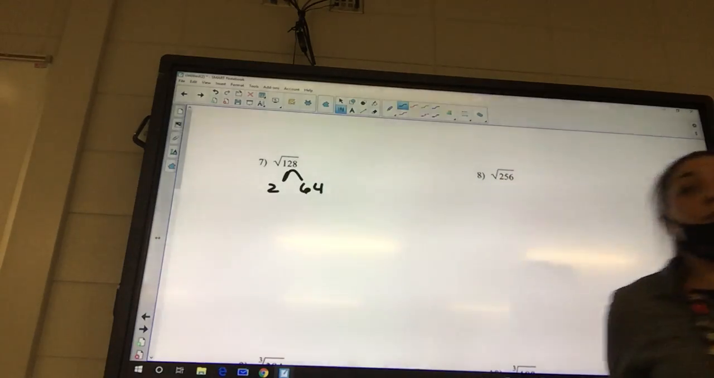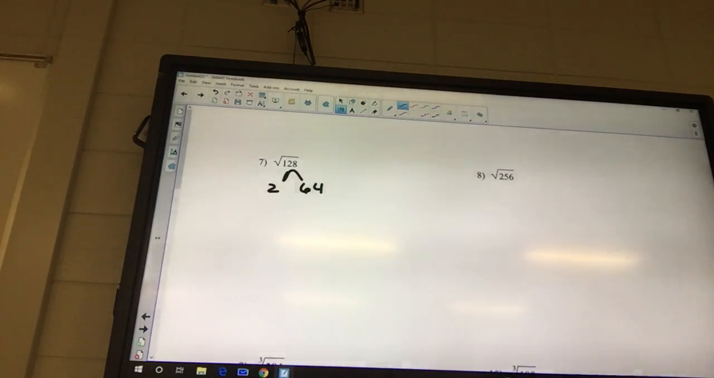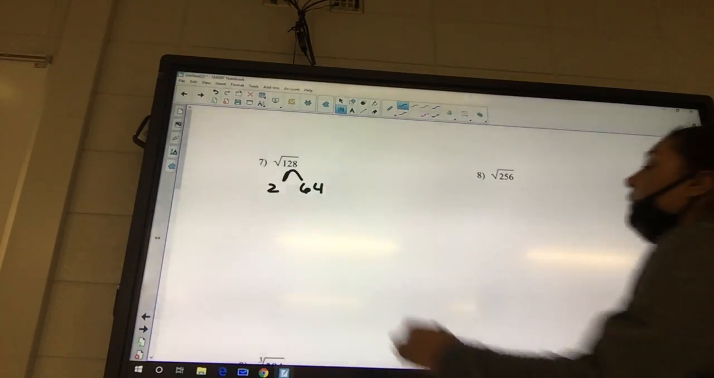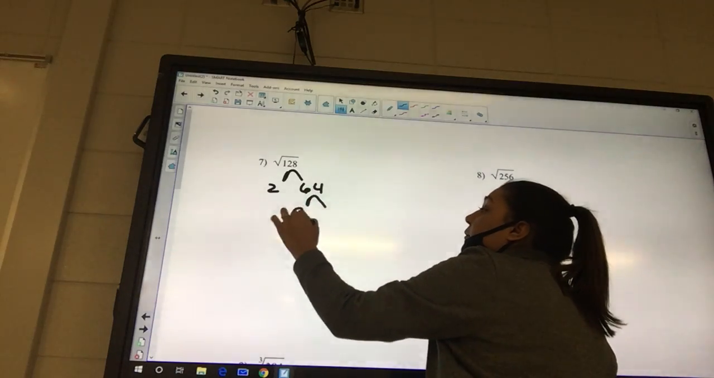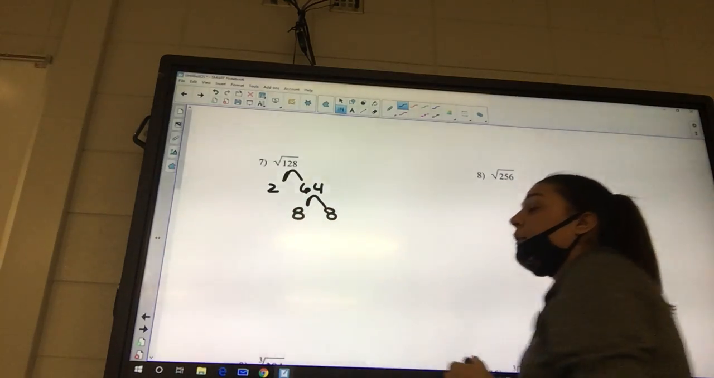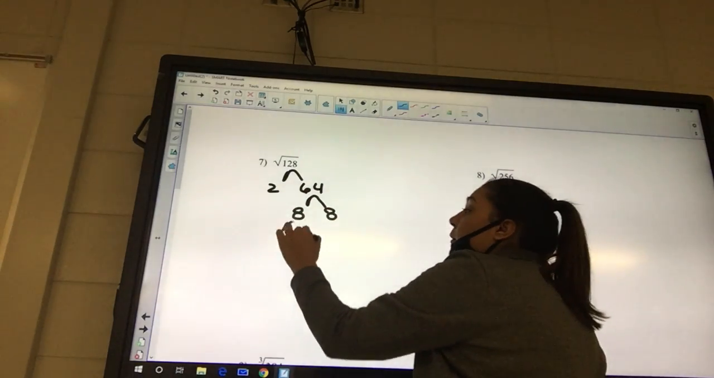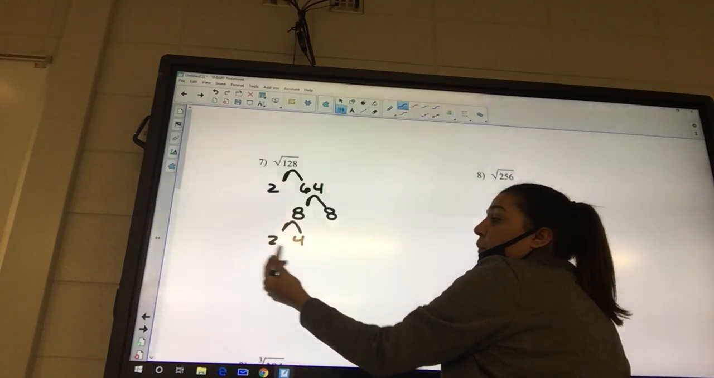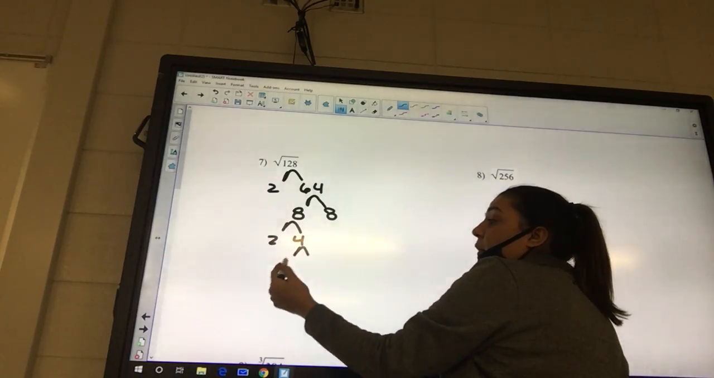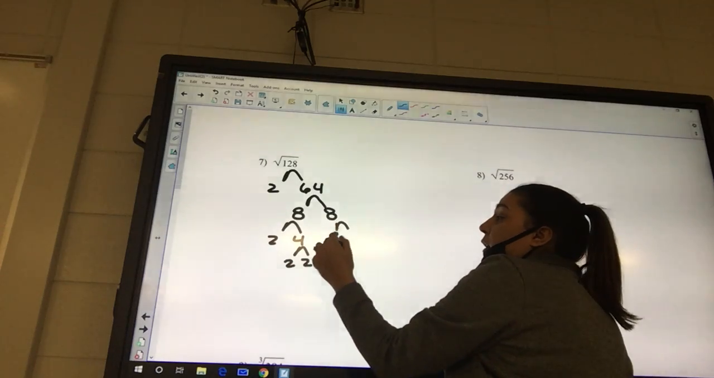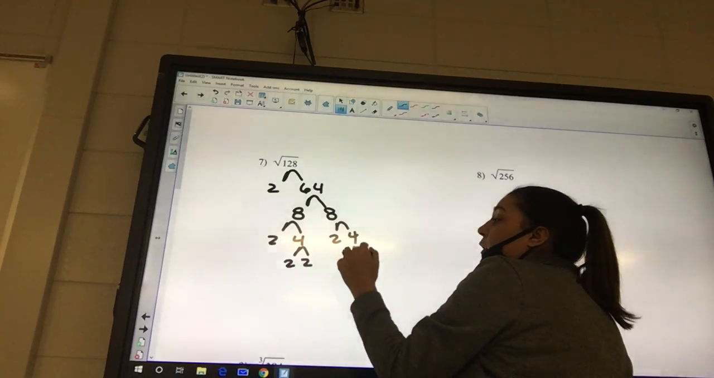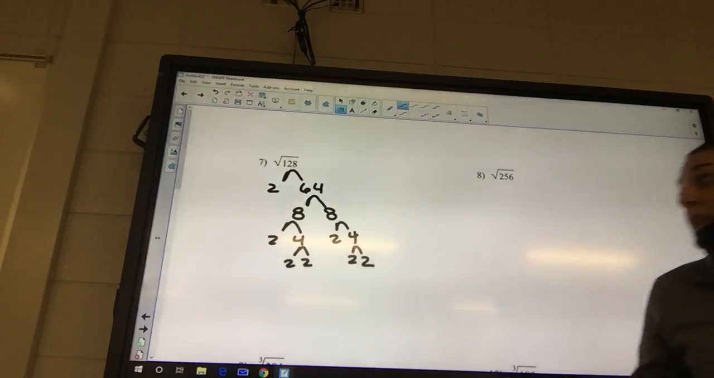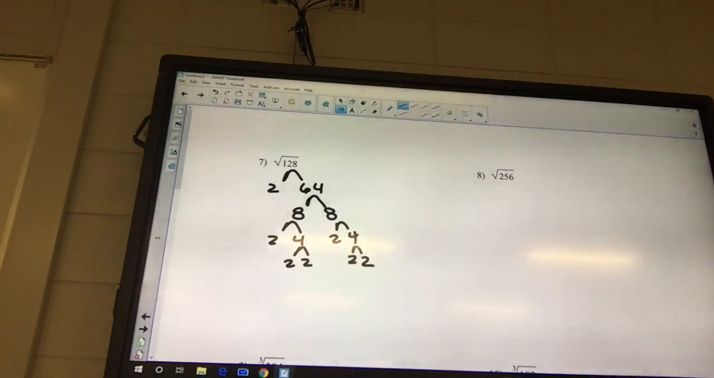Can 2 be factored further? No. What about 64? Yes, 8 and 8. Can 8 be factored further? 2 and 4. Can this 2 be factored further? No. What about this 4? Yes. Then we got 2 and 4 and 2 and 2. There are lots of 2s because you only take the bottom of each one.